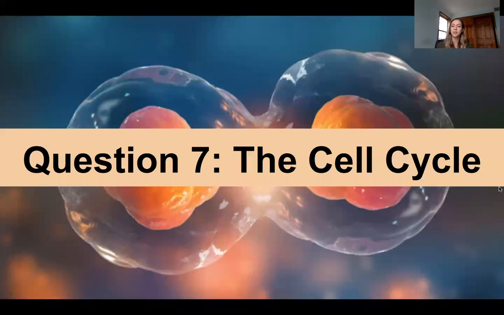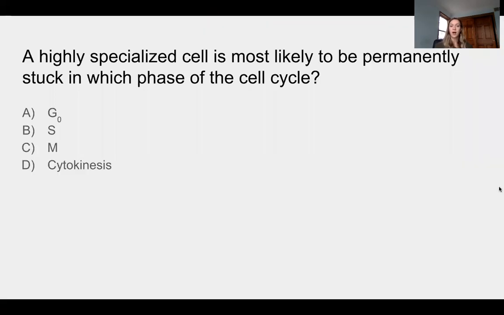All right, question number 7. So we're gonna go over the cell cycle. This is super high yield, so I would definitely take the time to familiarize yourself with the cell cycle and all the steps. And we're gonna go over that in just a minute here. All right, so a highly specialized cell is most likely to be permanently stuck in which phase of the cell cycle? G0, S, M, or cytokinesis. All right, take a minute, pause the video, and resume once we answer the question.